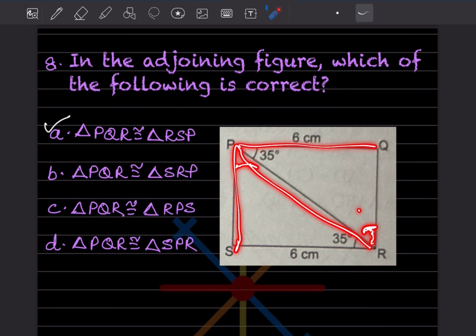And so PQR is equal to this one, so it should be here. Whatever is here should be here, which is not. Again SPR also, so you can check with this one, a different one. So the only possibility is A.